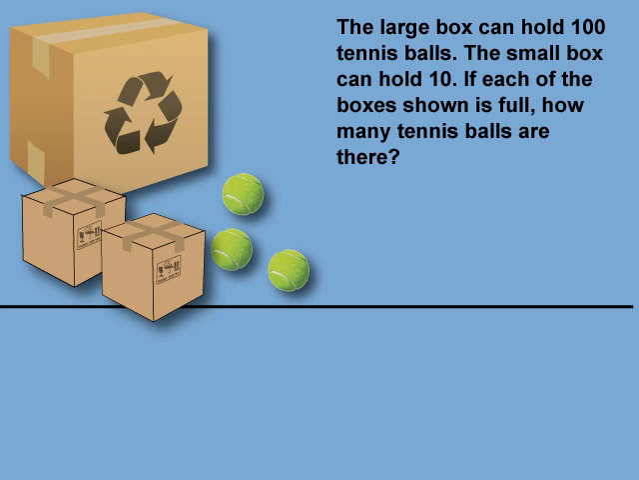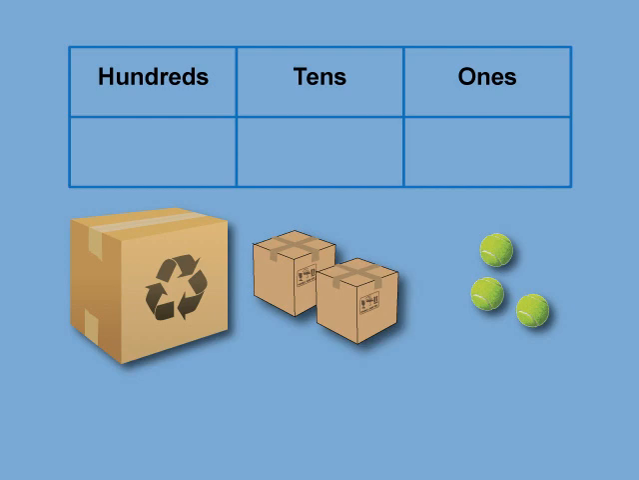First, we arrange the numerical information presented in a table that is arranged by place value. Beneath the table, below the hundreds place, you see the box that contains the 100 tennis balls. Below the tens place, you see the two boxes that each contain 10 tennis balls. Below the ones place, you see the 3 loose tennis balls.